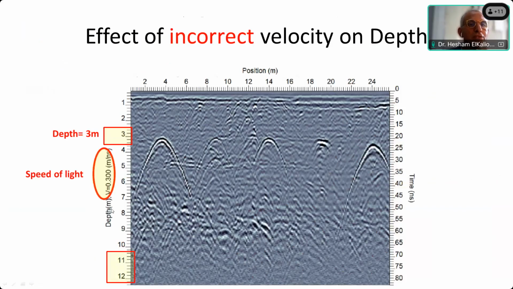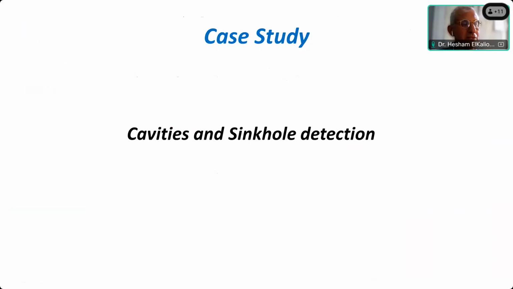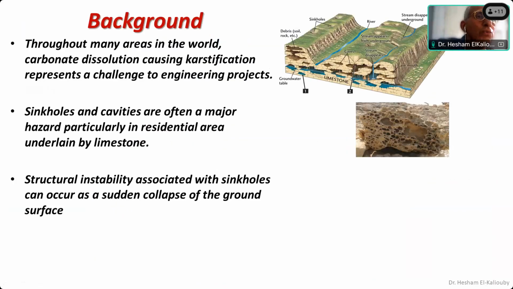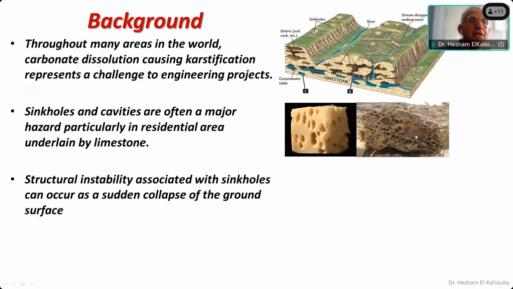I'm going to go through very quickly a case study in which I used GPR for detection of cavities and sinkholes. This was done in Oman, where we have karst features. We have limestone, which has a lot of dissolution, cavities, and sinkholes. This is a very serious problem. Sinkholes and cavities could be a hazard for residential areas underlain by limestone. It will cause structural instability and might cause a collapse of buildings. So the limestone in this area has a lot of cavities, similar to Swiss cheese.